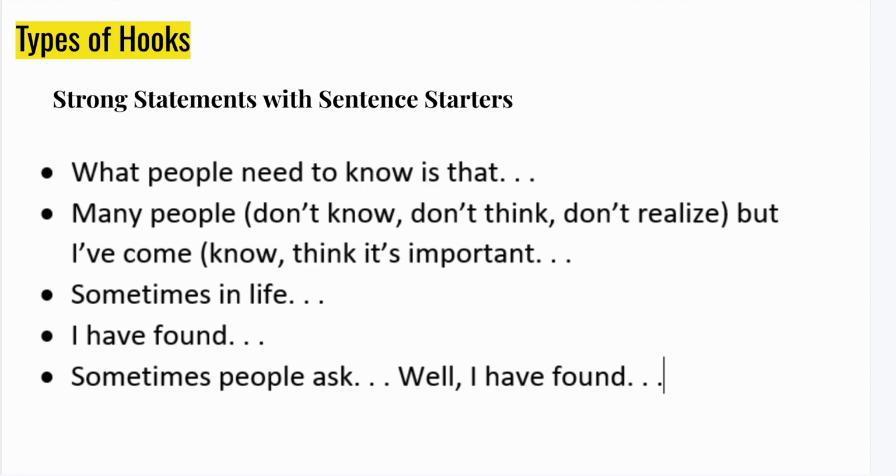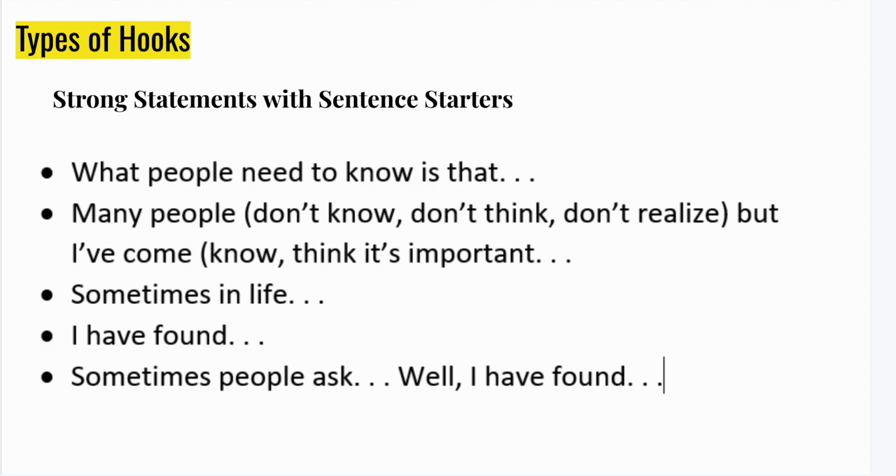Now, the first type of hook is a strong statement with a sentence starter. You're going to choose one of these 5 sentence starters and write something related to our claim that dogs should be allowed on beaches. So you can start with what people need to know is that, many people don't know, don't think, or don't realize something, but I've come to know or think it's important, something about our claim.